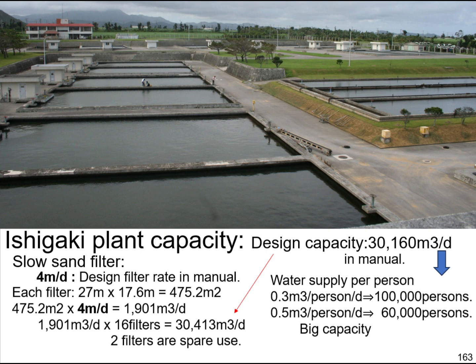Ishigaki Slow Sand Filter design capacity is 3160 tons per day. The design filter rate in the manual is 4 meters per day. From this rate, I suppose 16 filters are sufficient and 2 filters are spare. From the design capacity in the manual, at 300 liters per person per day, this plant can supply the demand of 100,000 persons. At 500 liters per person per day, this plant can supply the demand of 60,000 persons. This plant has a very big capacity.